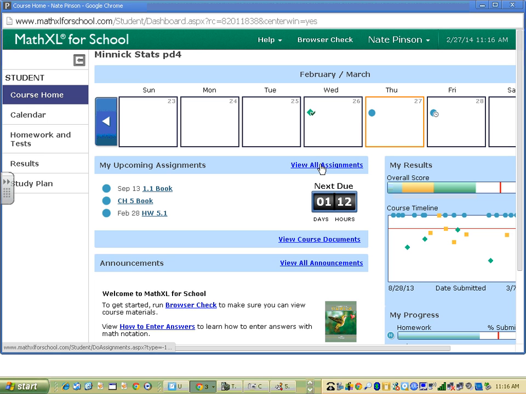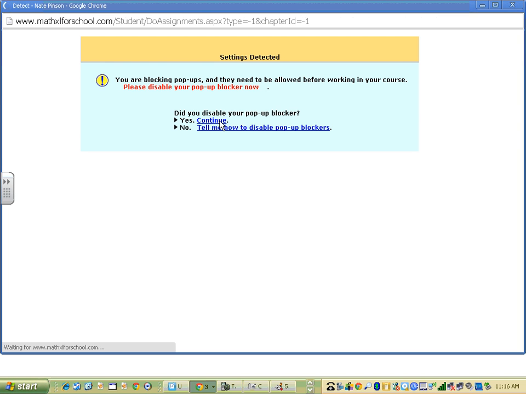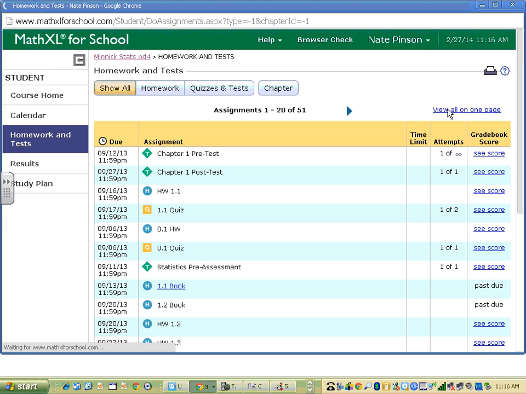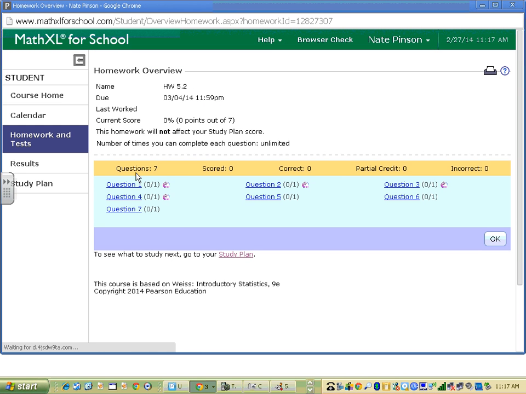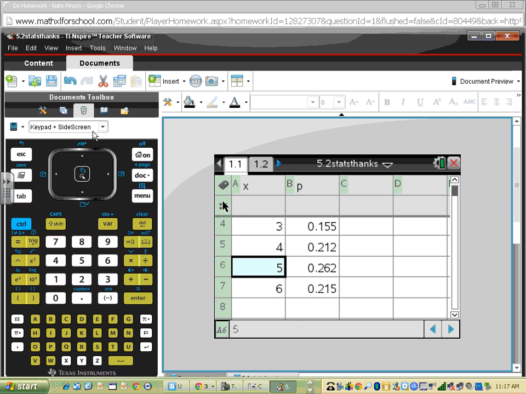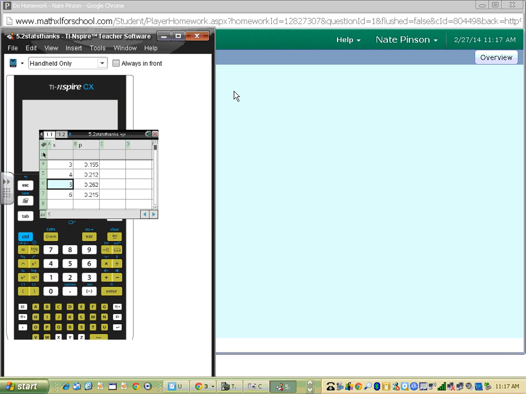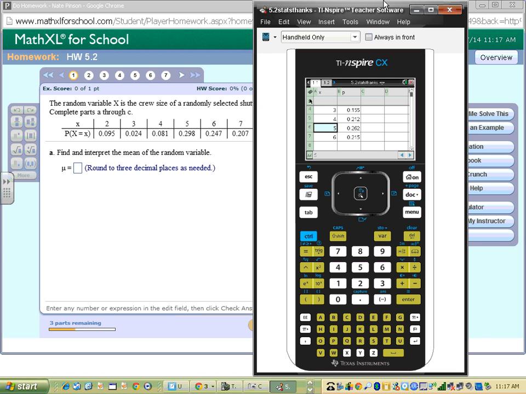So we're going to go to homework and tests. Nate Benson has volunteered to log in for us. We're going to do a couple of exercises for Nate, and we'll show you how easy this is using a real calculator. Would the real calculator please stand up? So here we go. Question one. I'm going to have to make a few changes here on my Inspire. No big deal. I love changing gears like that. It's so fun.